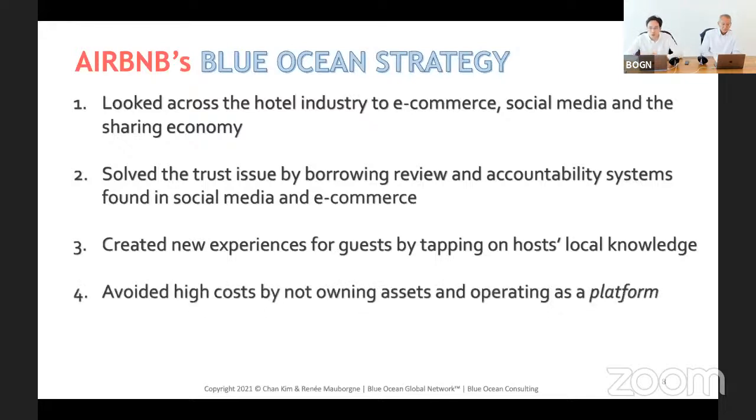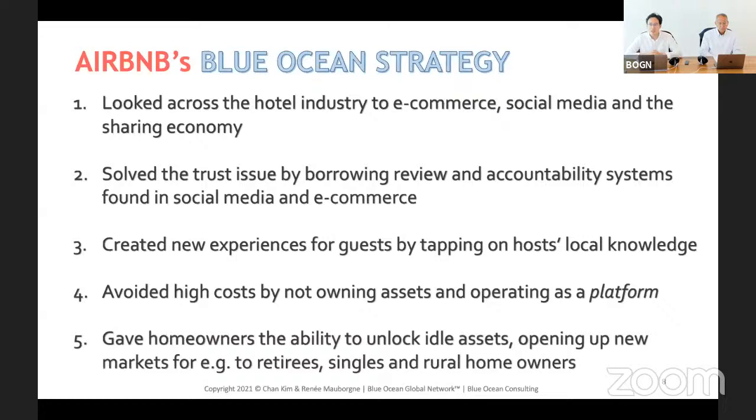And importantly also, they don't own physical assets. This is how they avoided the very high costs that hotels typically have. They don't own the property. They operate only as a platform to match guests and hosts, as a trust platform, and a payment gateway. And then lastly, as in the San Francisco case.